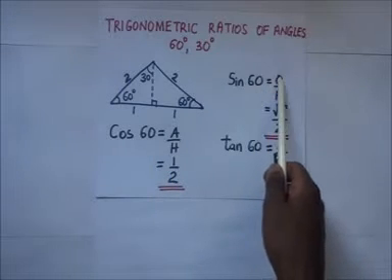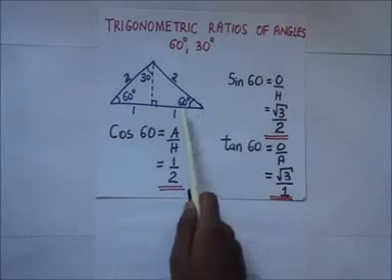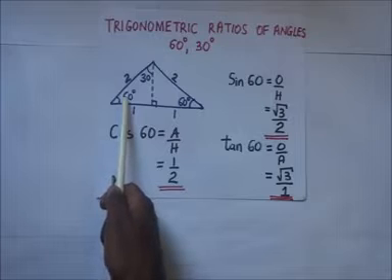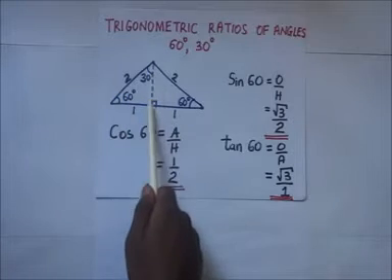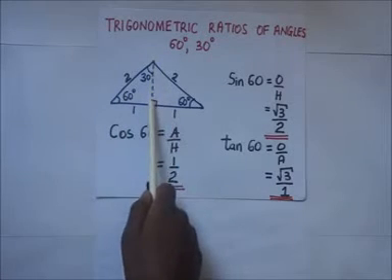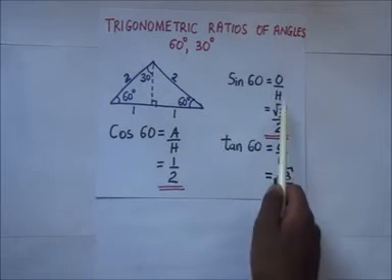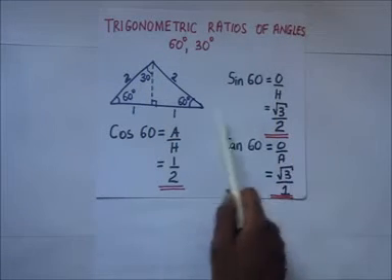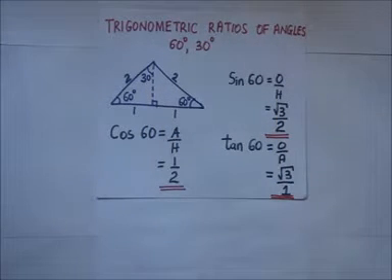Sine of 60 is opposite over hypotenuse. Now if this is our 60-degree angle, the line opposite is that one. So it's going to be opposite over hypotenuse. Our hypotenuse is 2. Our opposite is the root of 3. How do we get the square root of 3?